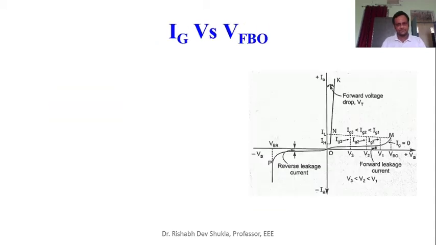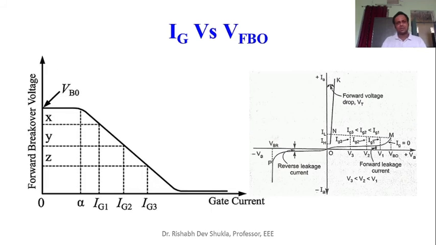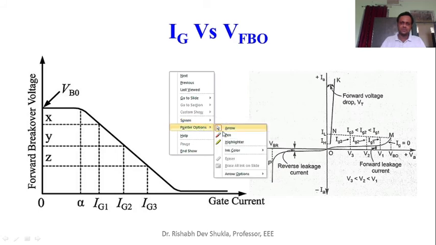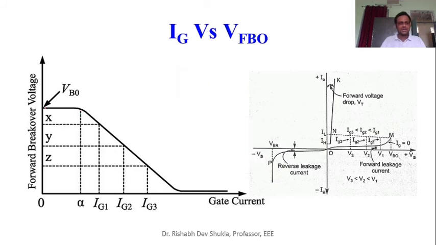Okay, moving forward. Here we are showing the effect of gate current on the forward breakover voltage. We can see from this plot that if your gate current is increasing in this fashion, your forward breakover voltage is decreasing. Such as when we have the gate current Ig1, previously you had the breakover voltage at this level, the rated side.